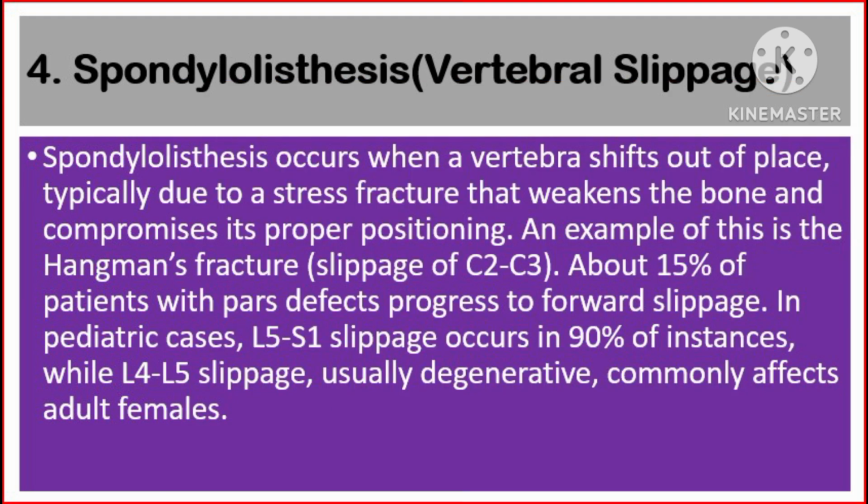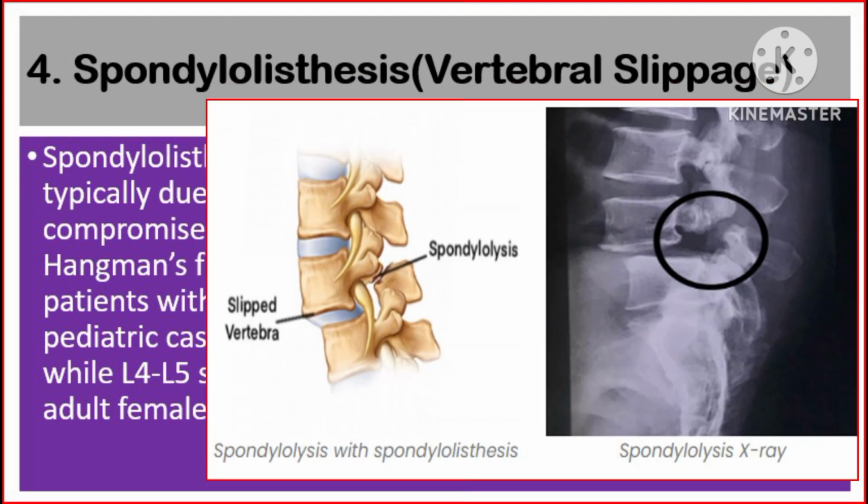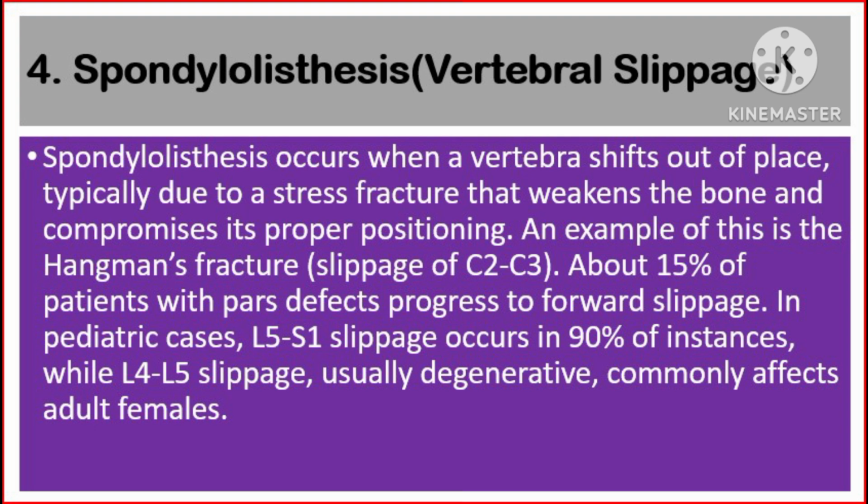About 15% of patients with birth defects progress to forward slippage. In pediatric cases, L5 over S1 slippage occurs in 90% of instances, while L4 over L5 slippage, usually degenerative, commonly affects adult females.